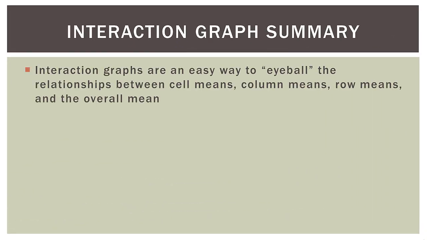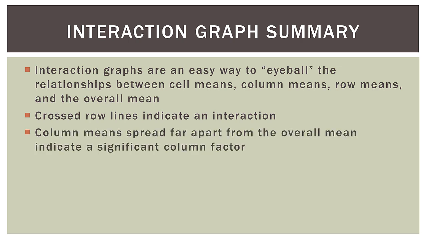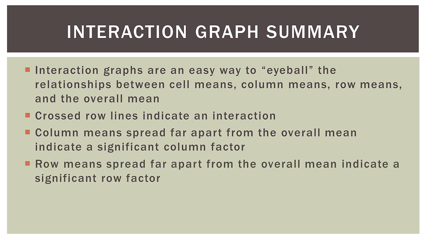All right, so let's sum this up and get done with this video. Interaction graphs are an easy way to eyeball the relationships between cell means, column means, row means, and the overall mean. Crossed row lines usually indicate an interaction. Column means spread far apart from the overall mean, like we saw last time, indicate a significant column factor. Row means spread far apart from the overall mean usually indicate a significant row factor.